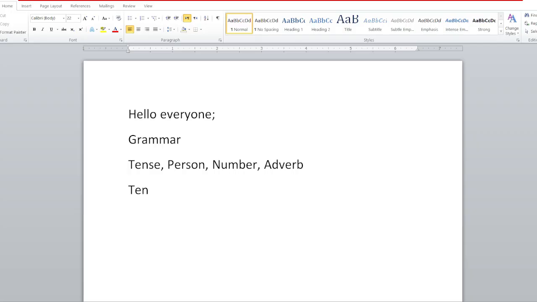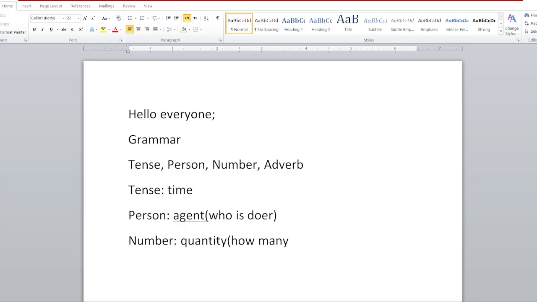When you talk about the tense, it's basically relevant with time. When you talk about the person, it's relevant with a person or agent, who is the doer, or who is doing the job. And when you talk about the number, it suggests the quantity. What is the quantity of something, like how many or how much. How much is not used in the case of the subject, when we talk about the agent or person, we talk about how many people there are.